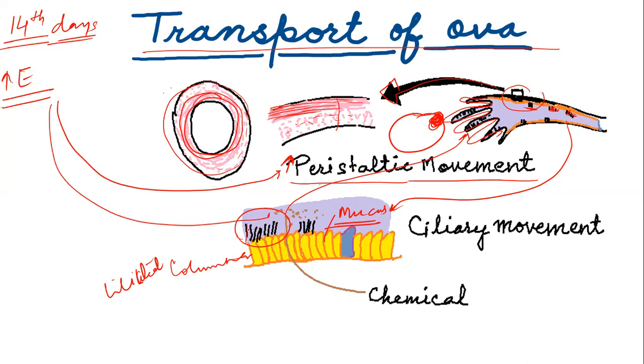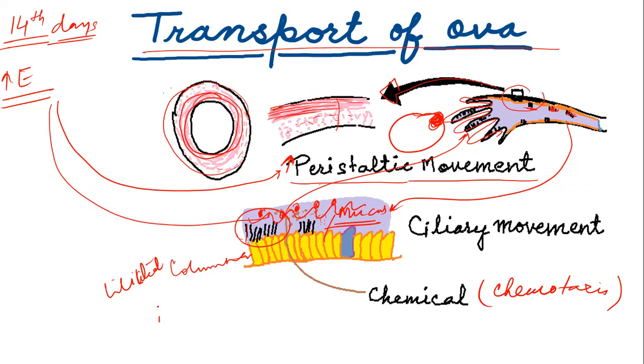Also, the cilia or ciliary movement within the fallopian tube will generate a fluid current, and because of that, ova can easily move from the fimbrial end to the ampullary part. Third, this secretion contains certain chemicals, and those chemicals will attract the ova, and this is called chemotaxis.